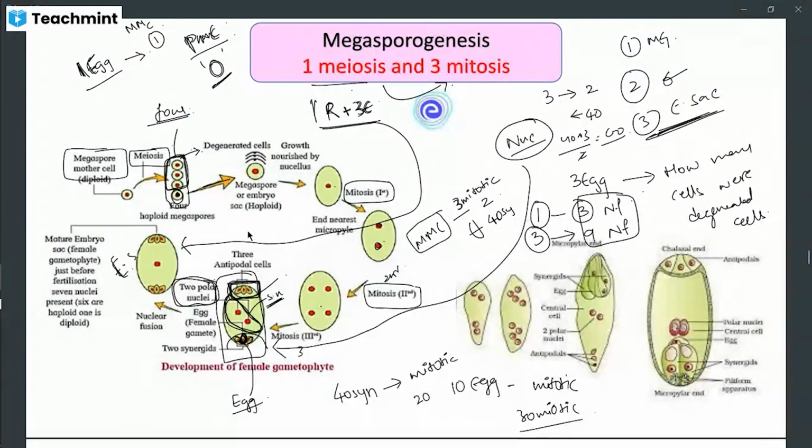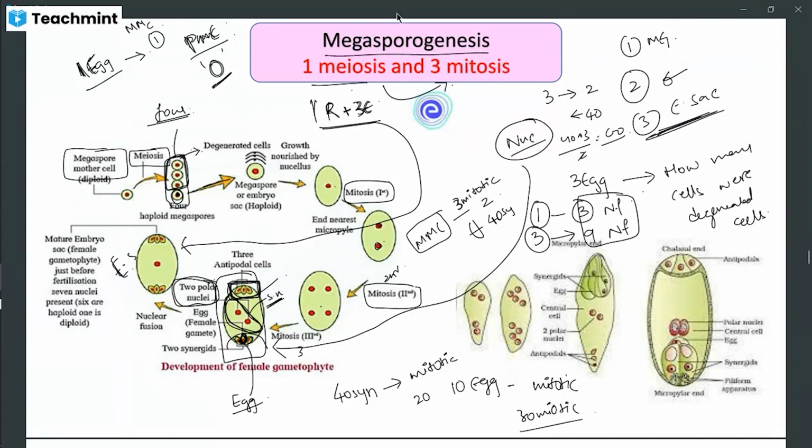You need to remember how many synergids or how many antipodals and what are the divisions involved. See, one reductional division followed by 3 equational divisions. That is one meiotic division followed by 3 mitotic divisions. So this completes our megasporogenesis along with the microsporogenesis.